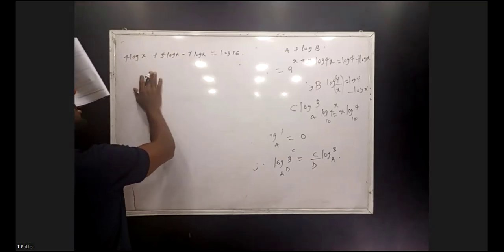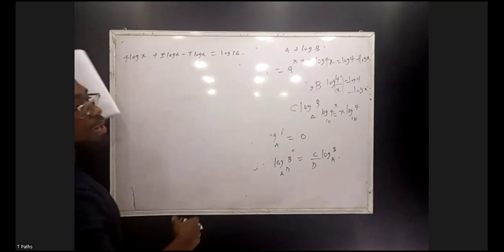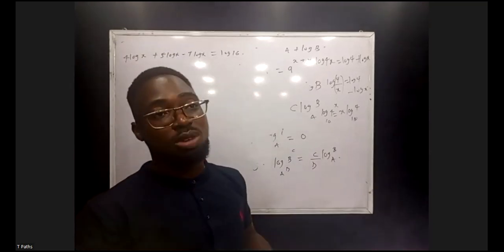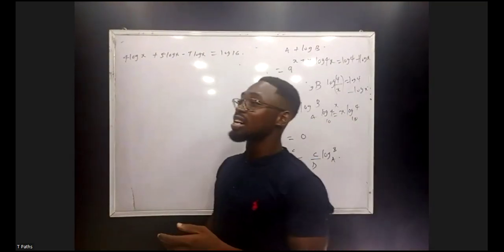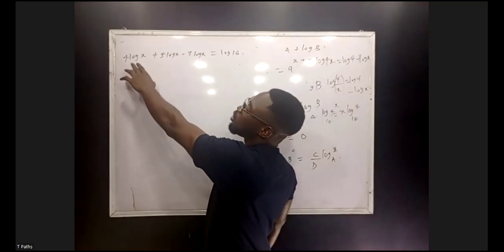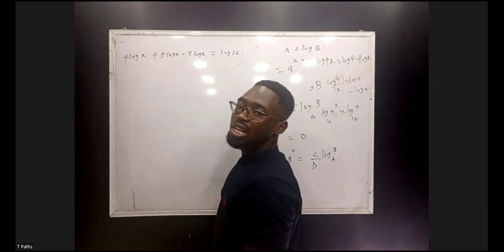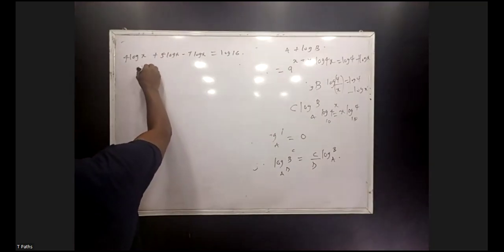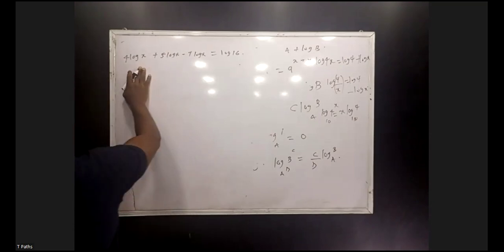Now, let me tell you some of the mistakes students will make here, especially non-mathematics students. I'm referring to the art students, who don't really like math like that. A normal person would just say 4 plus 5, so this is 9 log x. That is wrong. By applying the rule, what do we have here?